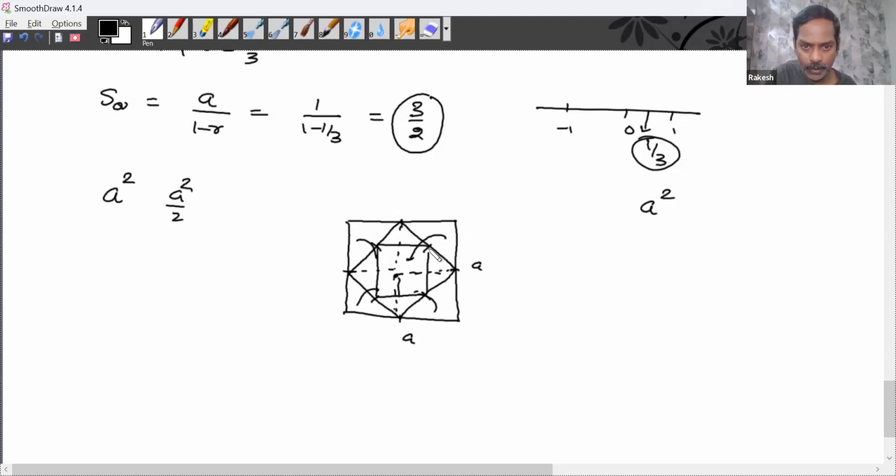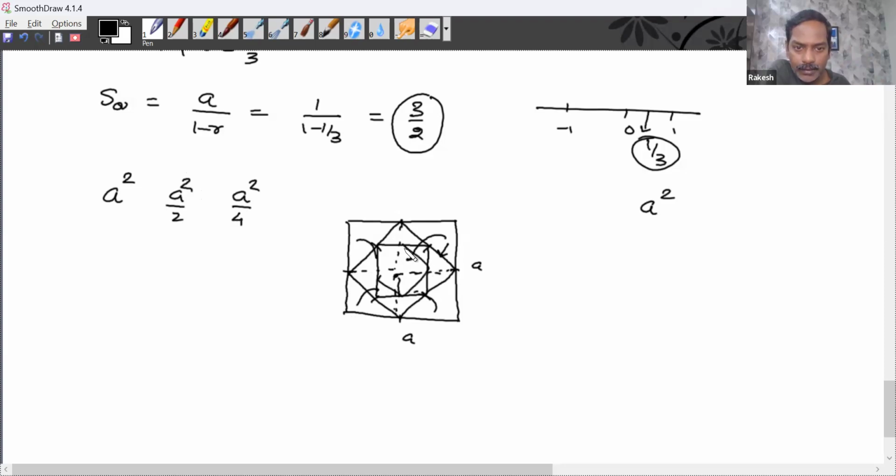And if I repeat this, if I take the midpoint of the smaller square and again join these points, I'll again get a square. From the same logic, this square will have an area which is half of this smaller square. So the area of the smallest square till now would be half of a square divided by 2, which is a square divided by 4.